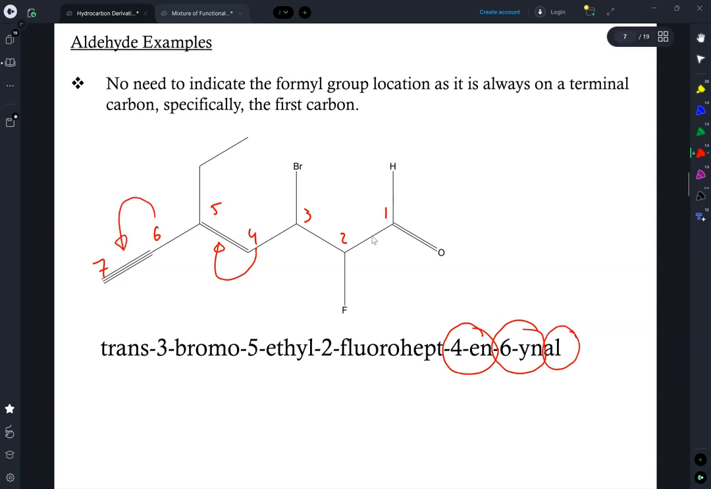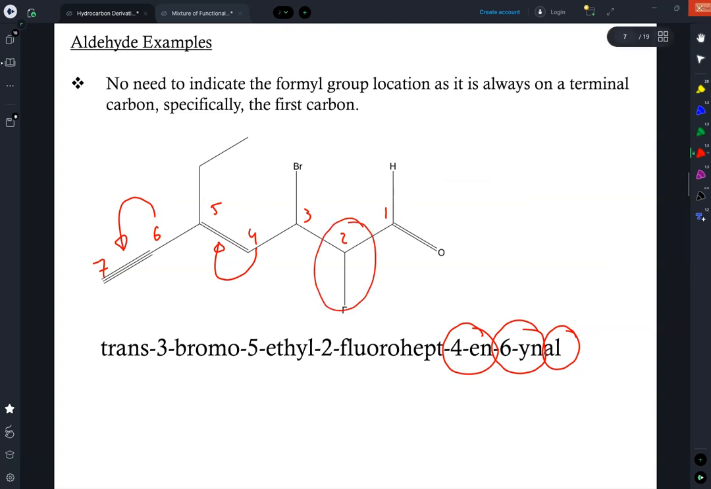We use the suffix -al to show the reader that it's an aldehyde. Again, there's no need to tell the reader where the -al is located, so you don't have to say 1-al, because by default this is always going to be carbon number 1. It's the terminal, it's the starting point. So the number 1 is not needed.